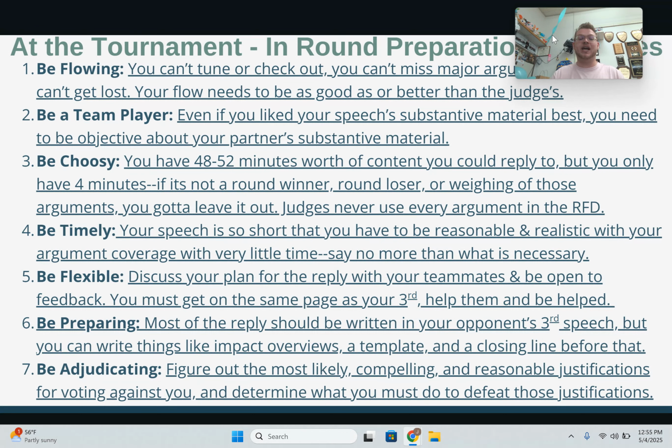You should also be adjudicating. Figure out what the most likely, compelling, and reasonable justifications would be for voting against you, and determine what you need to do to defeat those justifications. Then figure out the most likely, compelling, and reasonable reasons to vote for you, and figure out how you guarantee that that's what the judge actually follows through on.